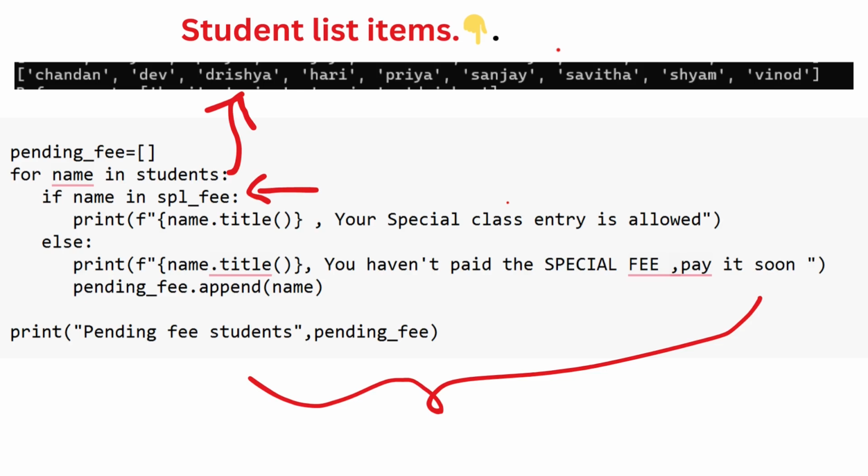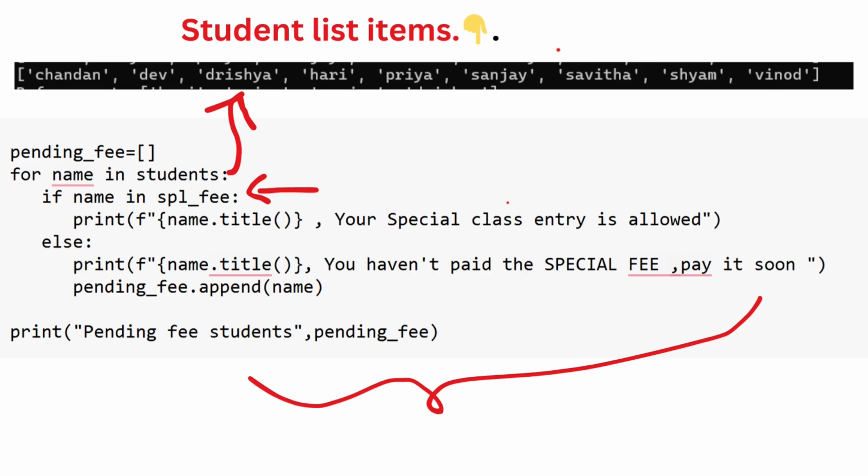Now once again, it will go to the for loop. Our second value is Dev. So for Dev in students, we check if Dev is present in the special_fee list, and on checking, Dev is not. So once again the if block will not be executed. The program control goes to the else block and it prints Dev, you haven't paid the special fee, pay it soon. And Dev's name will be added to the pending list, that is pending_fee.append(name). What is the value of name now? It is Dev. So Chandan and Dev are now inside this pending_fee list.